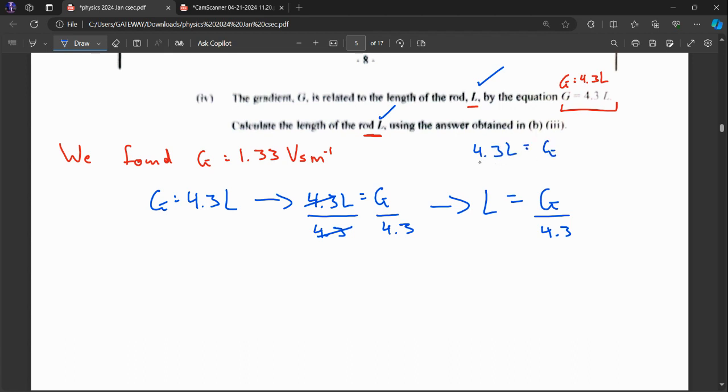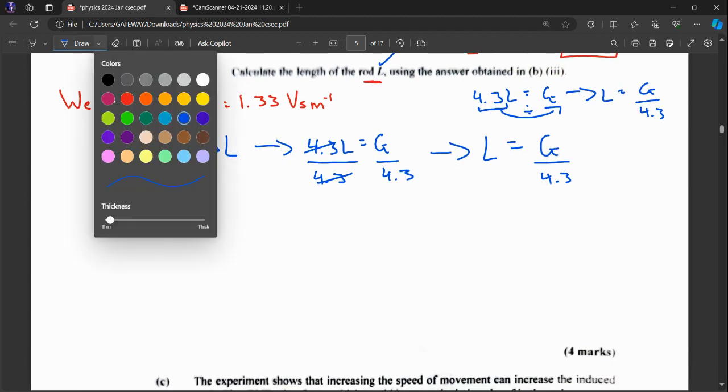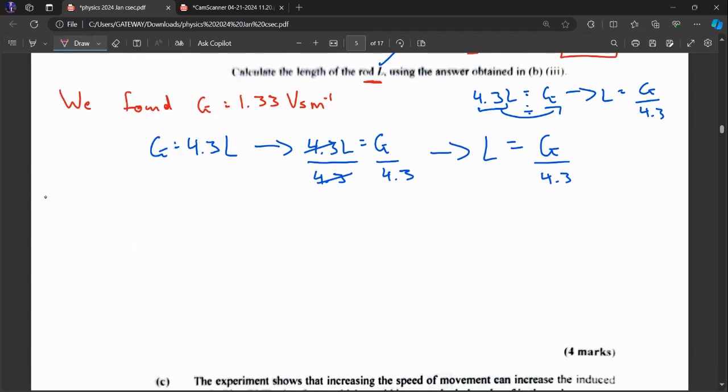Or if you have 4.3, L is equal to G, your carry across is 4.3 to the right hand side, you're going to need to divide. Because this is 4.3 times L, so when you carry it across, you do the opposite of multiply, which is to divide. Therefore, you'll get L is equal to G all over 4.3. Now, the reason why I did it both ways is because a lot of students still get problems making the subject of the formula, which should not be the case, but yeah.